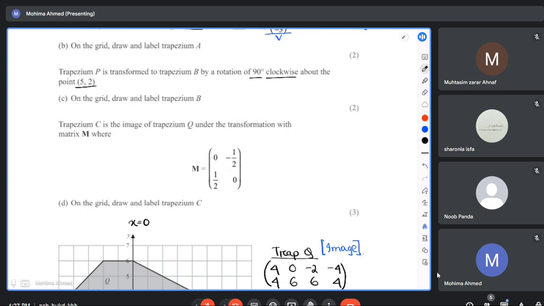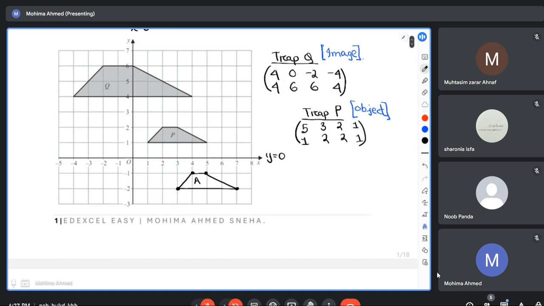For this kind of case, I always suggest you do the maths. I know this is just 2 marks, but I'm going to show you a very lengthy process, but it will be 100% sure and you're not going to make any mistake. Most of these students use their diagrams.